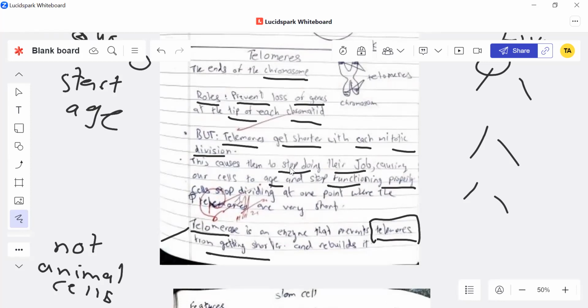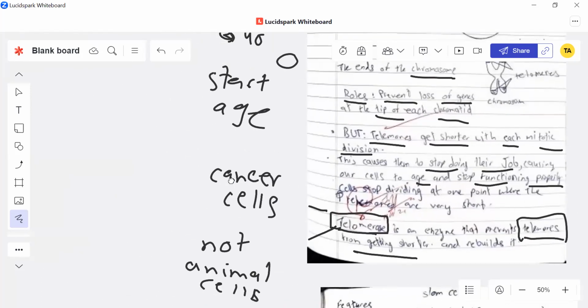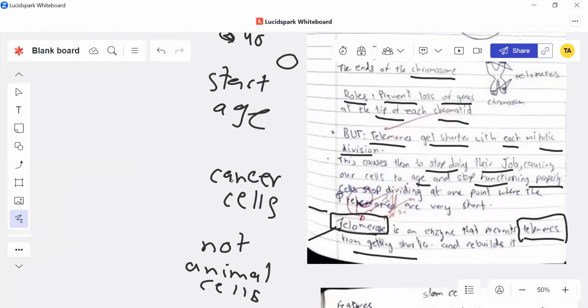Now, why am I explaining telomerase? Because telomerase is present in cancer cells. So cancer cells have telomerase, and that's the reason cancer cells can divide unconditionally and they can divide forever. So because they have telomerase, they can divide a lot, and they basically divide forever because the telomeres would not get shorter.